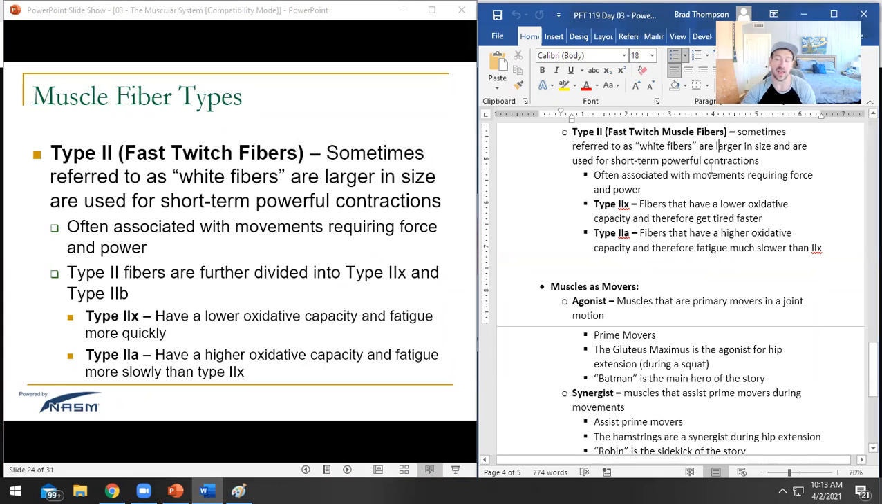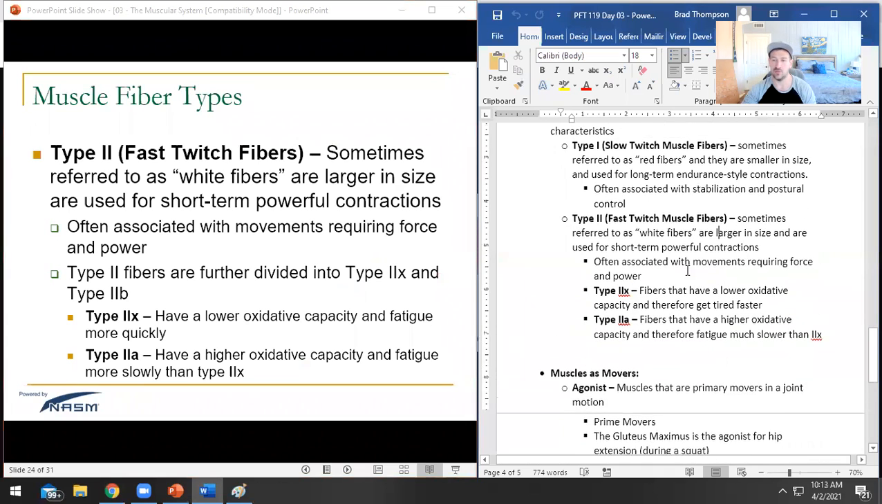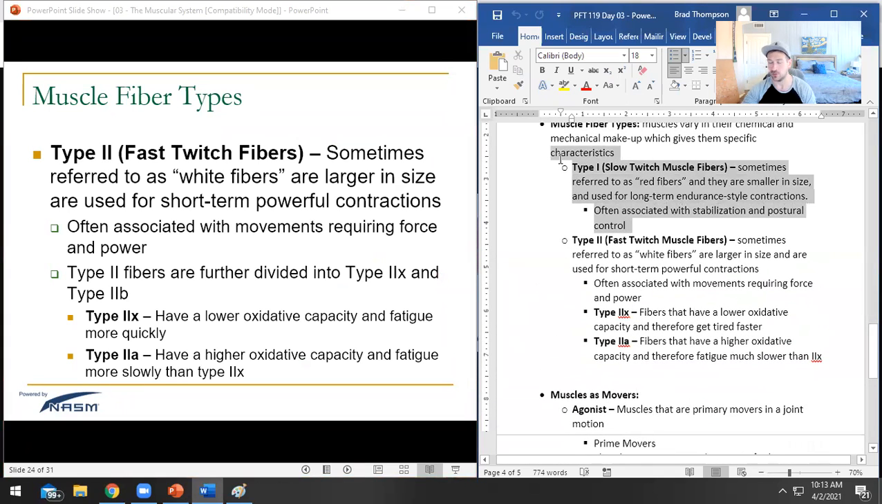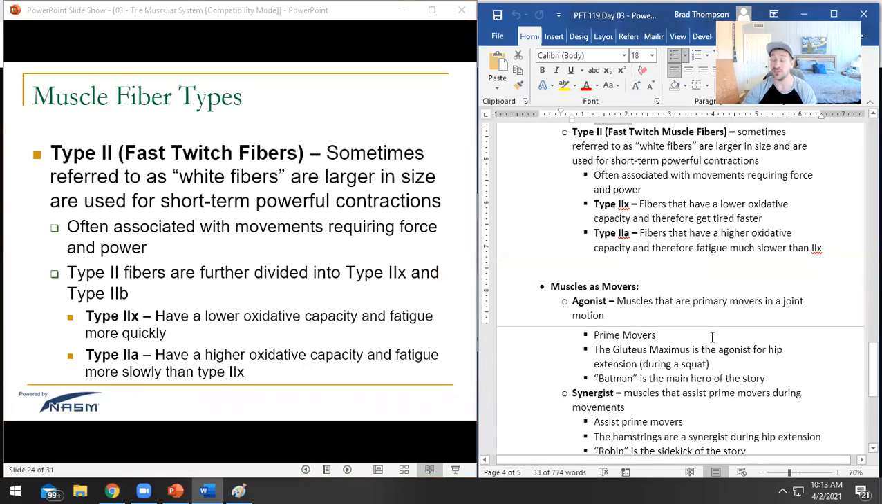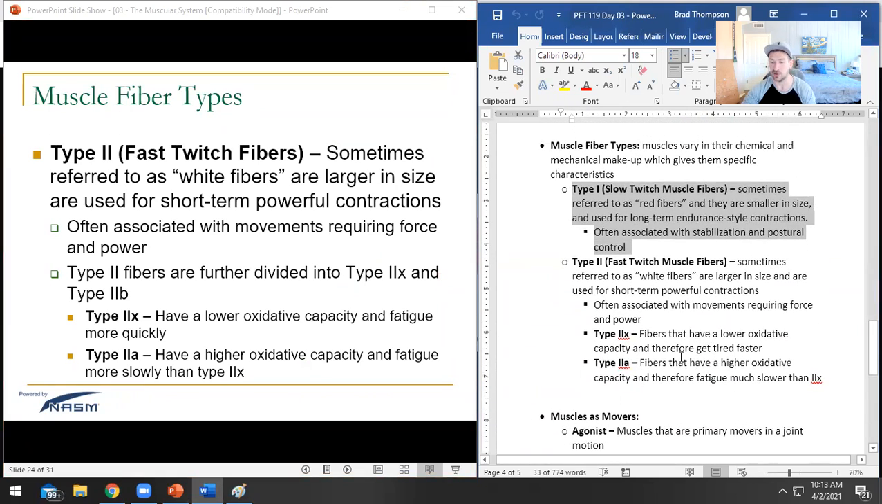So when you think of running muscles, right? Posture muscles, stabilizing muscles, you're thinking of type 1. And when you're thinking of lifting big, heavy barbells up off the ground, doing maximal strength lifting, those are going to be your type 2 fibers.